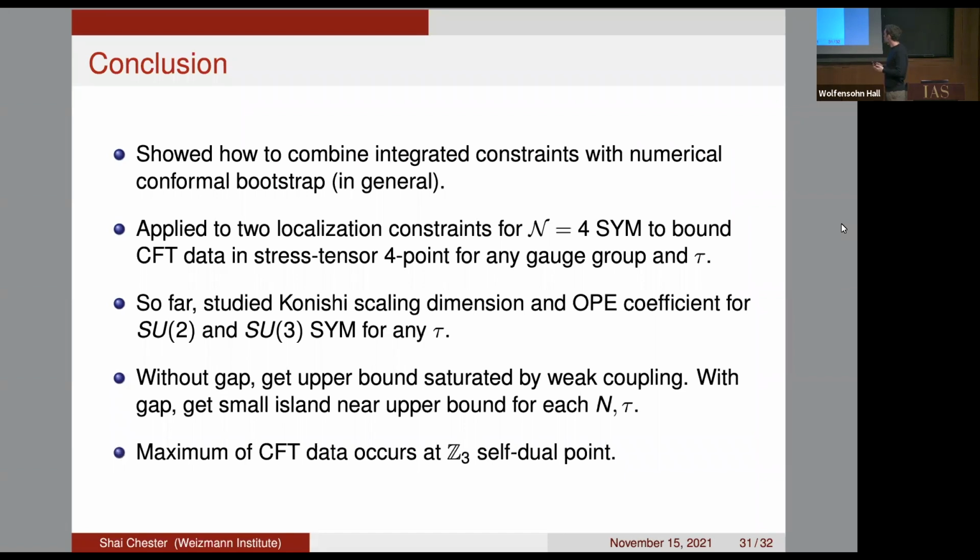Another nice thing we observed is the maximum of the CFT data occurs at the Z3 self-dual point. This is a question people had from the original bootstrap study many years ago: what value of tau maximizes it? And now we've got good evidence that it's the Z3 self-dual point.